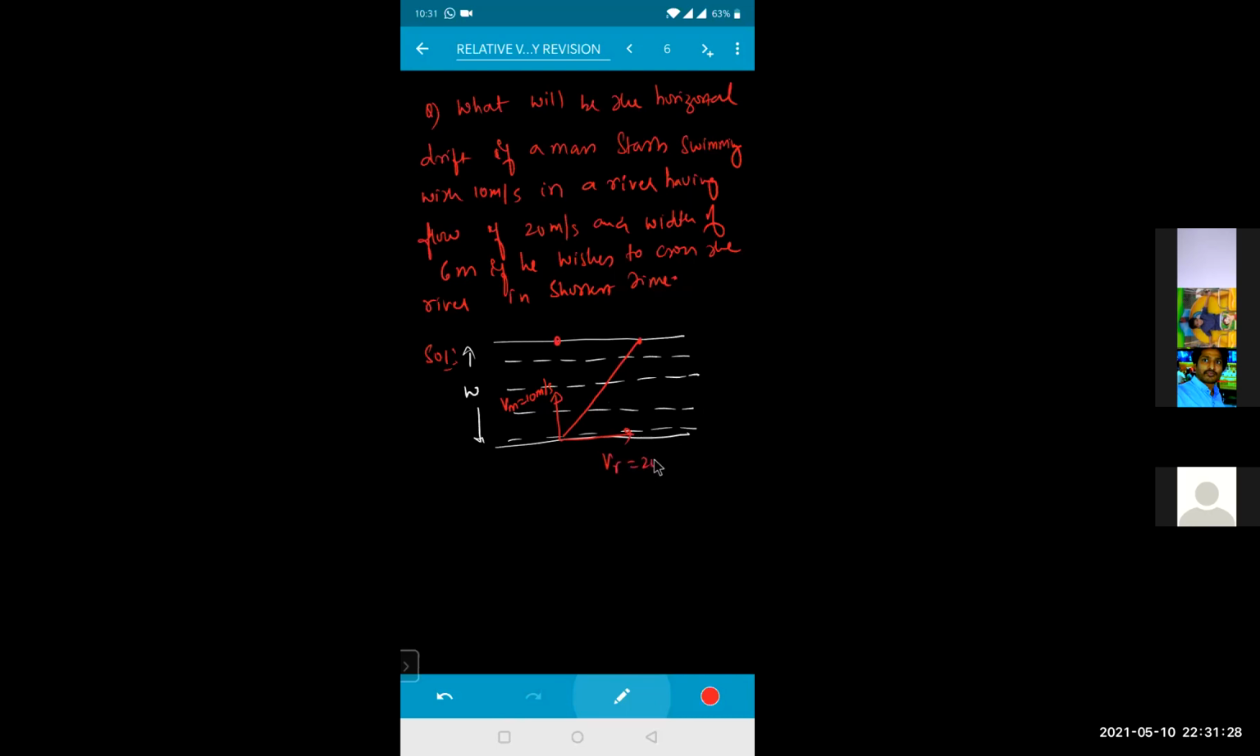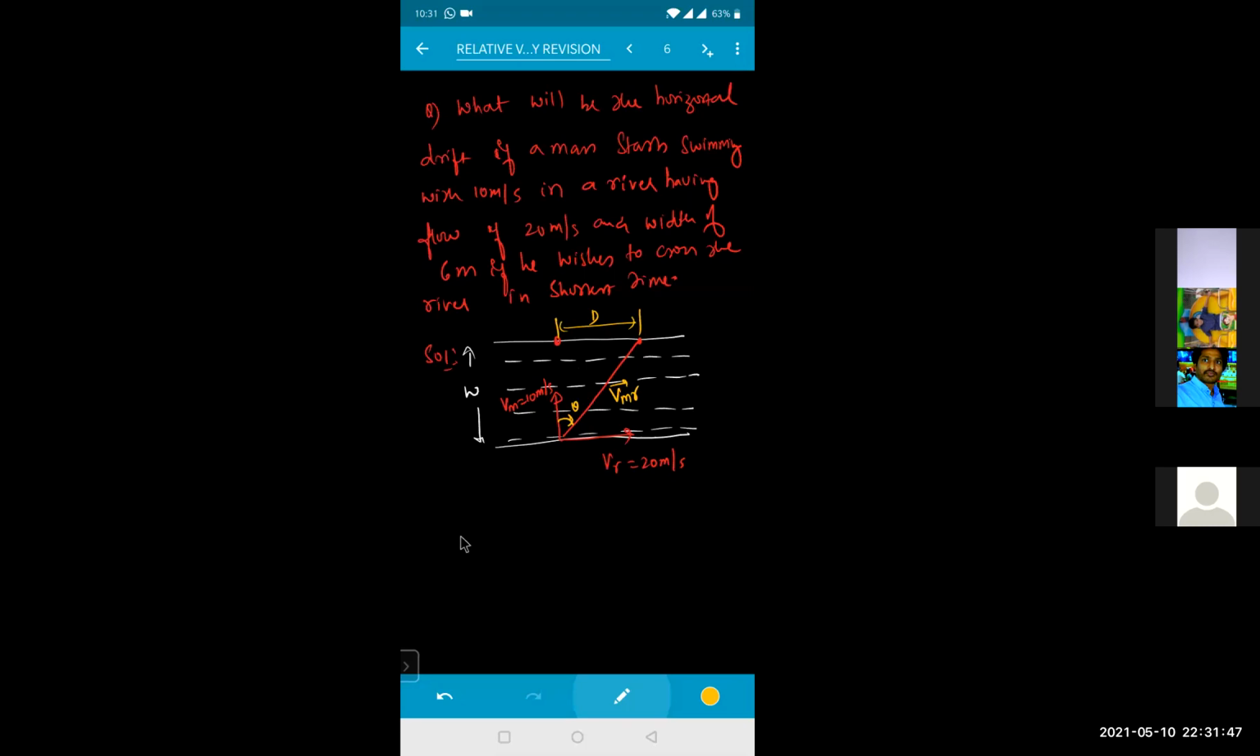Velocity of river is equal to 20 meter per second. That is the flow he has given. And this is the velocity of the man with respect to the river. This is your width, and this is making an angle theta. And this will be the drift, from here to here, the horizontal drift.